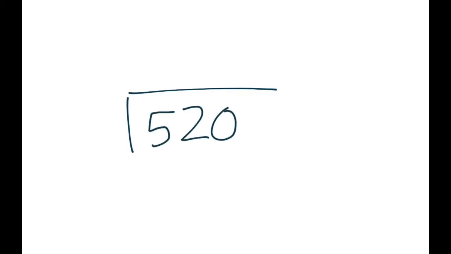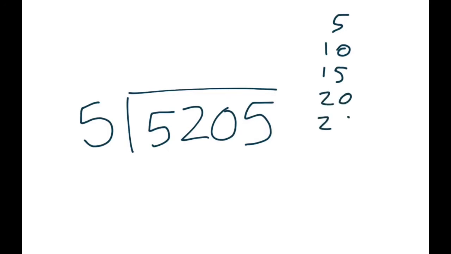Okay, I would like to try now 5,205 divided by 5. Okay. Now I'm going to write out my 5 times tables. That's an easy one to write out. 35, 40. I'm going to leave it there for now. I can add more if I need to.